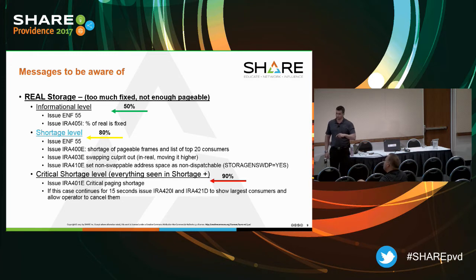If you get up to 80% in real, it's going to throw out the IRA400 messages, and it's going to tell you the top 20 consumers. And it'll take the biggest consumer, if it can't fix this storage issue, and it will make him non-dispatchable. Does everybody know what that means? He gets no love, right? He's basically frozen in time on the LPAR. So if you really want to screw up a box, freeze or make non-dispatchable the largest consumer of storage, right? So he can't process and get out of the way, like a sort, for instance.